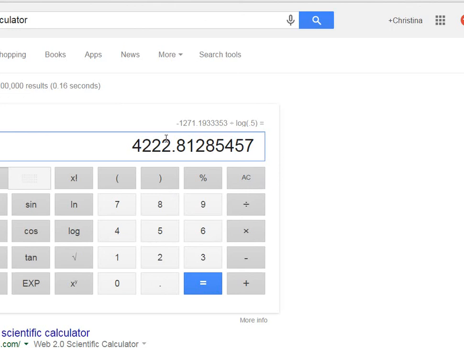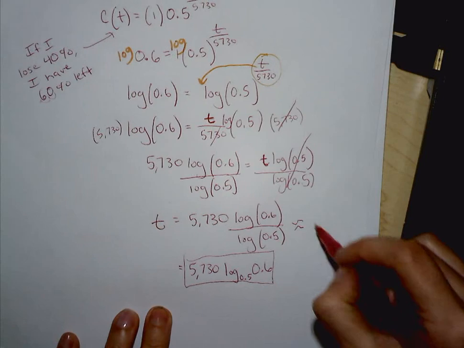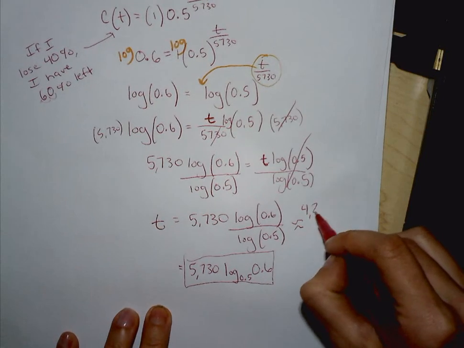So for carbon to decrease 40%, so we have 60% of what we started with, it's going to take 4,223 years. That's a long time. All right, so 4,223 years.